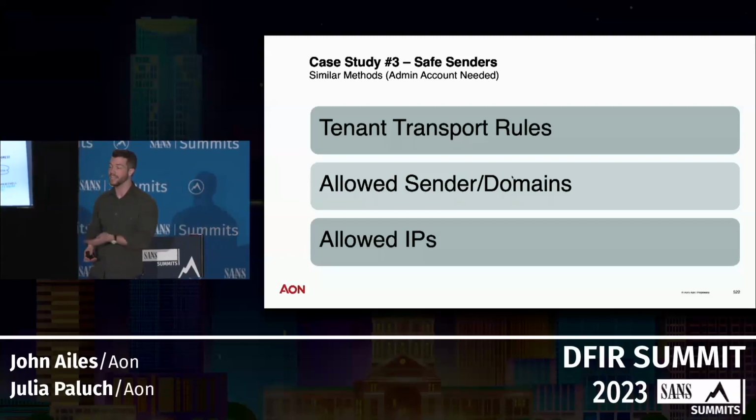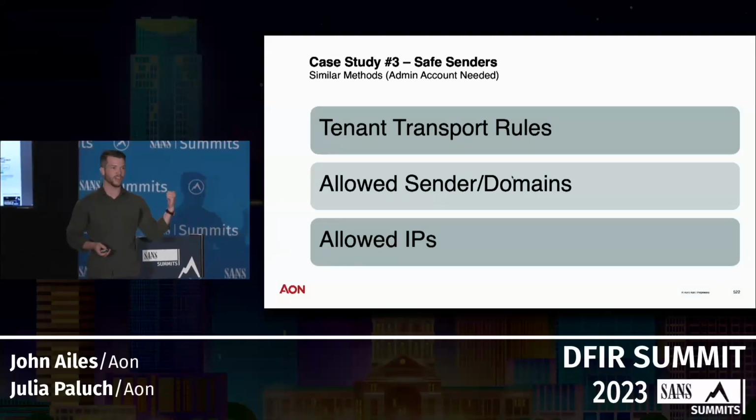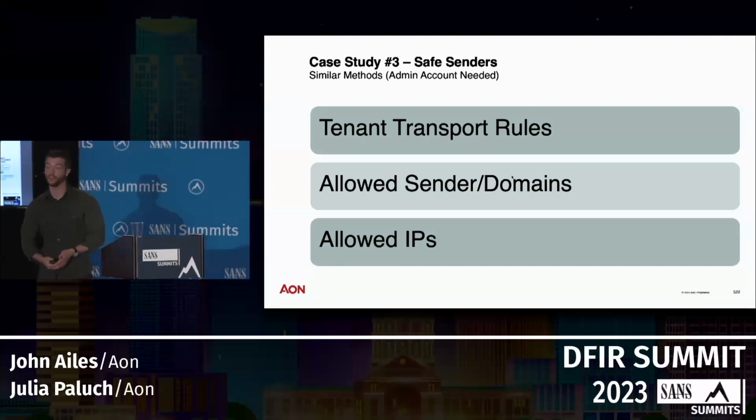The first of which is tenant transport rules. This is actually how third-party phishing simulation services work: they have their admins set tenant transport rules to allow their messages in. Threat actors can do the same thing. Additionally, you can also set allowed senders, domains, and IPs, so anything from a specific IP address at the tenant level.